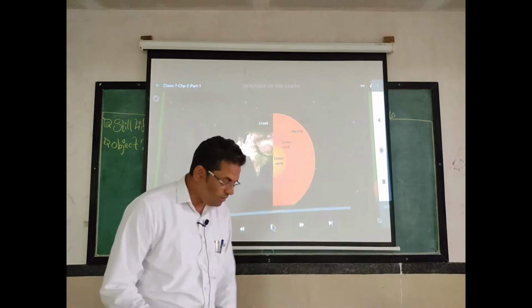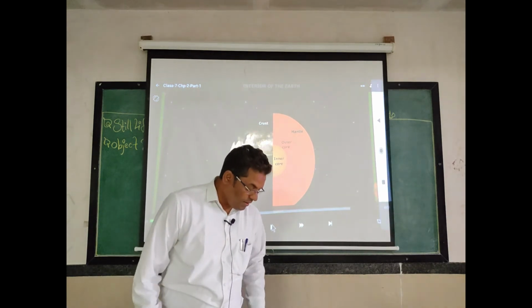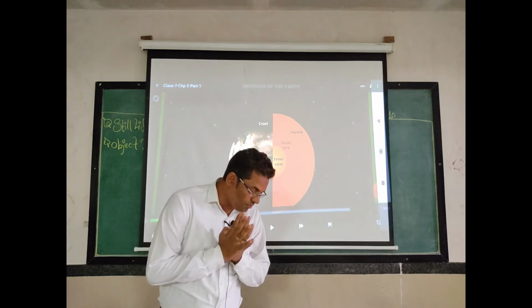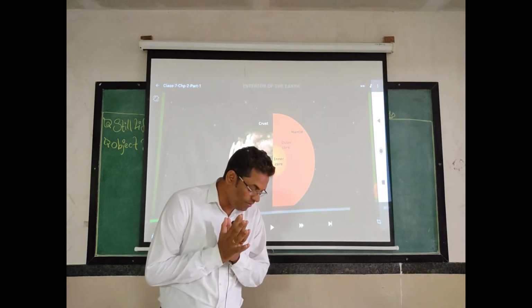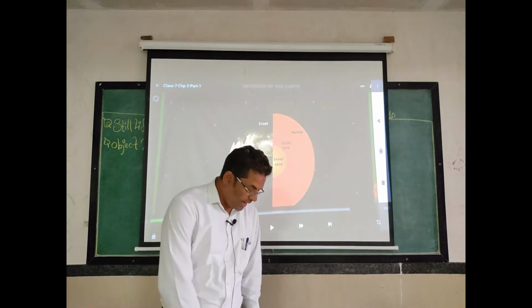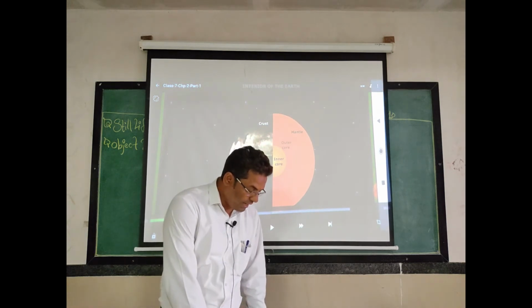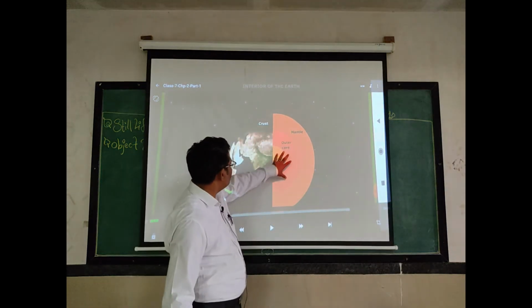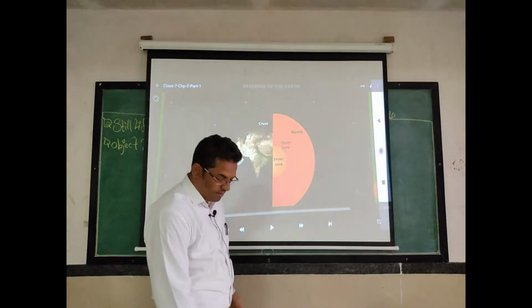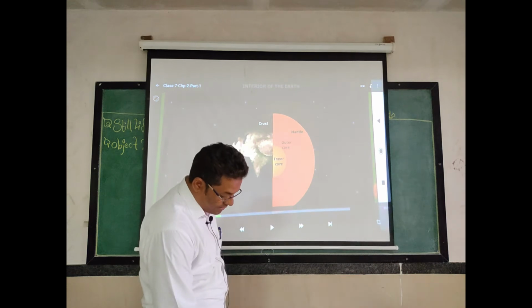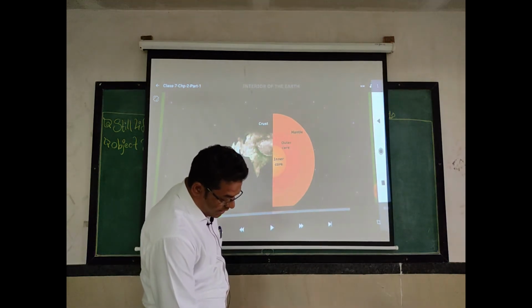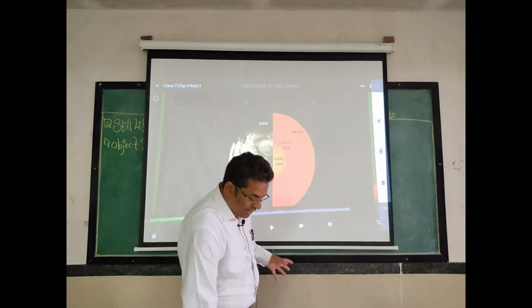Now what is the innermost part of the earth? The core, with a radius of about 3,500 kilometers. It is mainly made up of nickel and iron, and its central core has high temperature and pressure. See, this outer core is made up of nickel and iron, so it is called Nife.